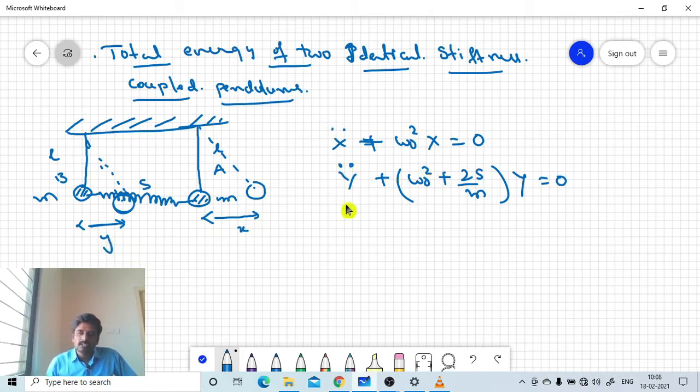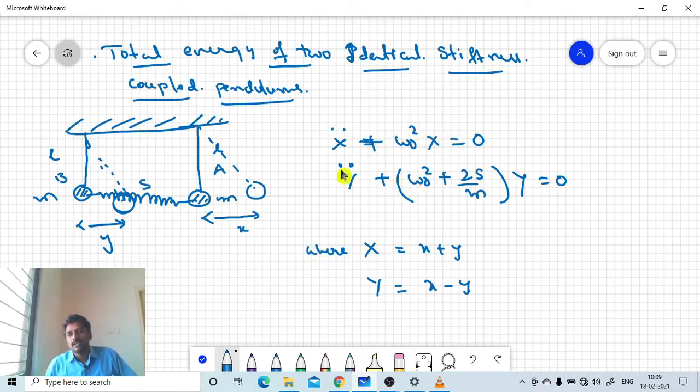In this one, capital X and capital Y are the normal coordinates, where capital X is equal to x plus y, where x is the displacement of the first pendulum and y is the displacement of the second pendulum, and capital Y is equal to x minus y. We are already familiar with these from the previous lecture. How we derived this equation, you can go through that lecture.